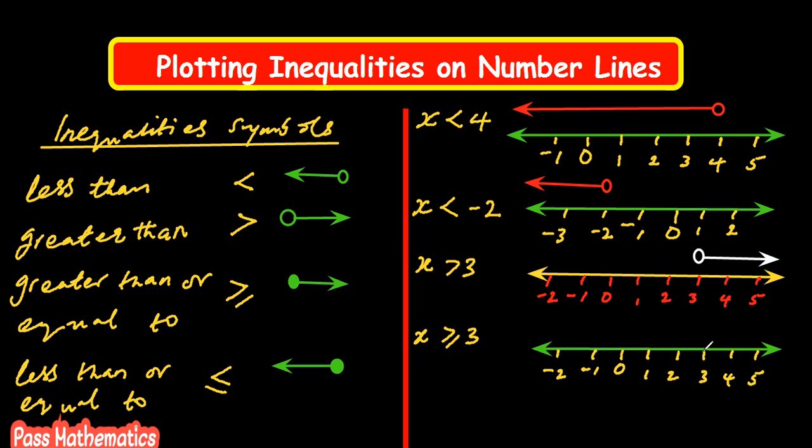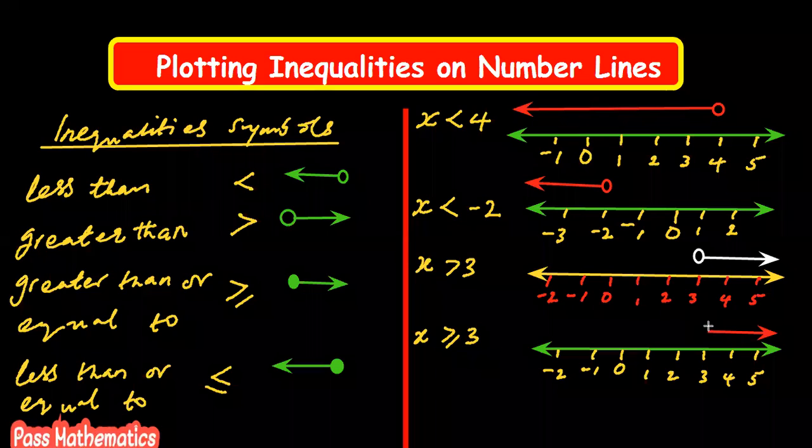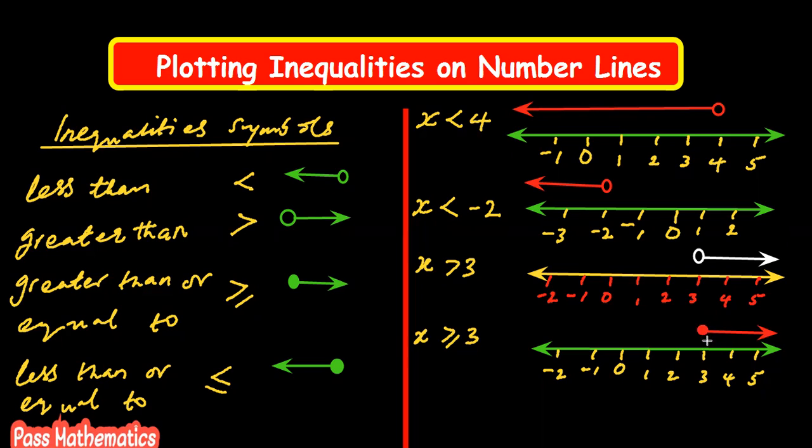So we're going to start from here, from 3. Let's quickly draw the arrow from positive 3, and it's going to be facing right. So it's going this way, like this. But this time around, since it is greater than or equal to, we are going to shade the circle at the end of the arrow. So this is how to represent it. Something like this.